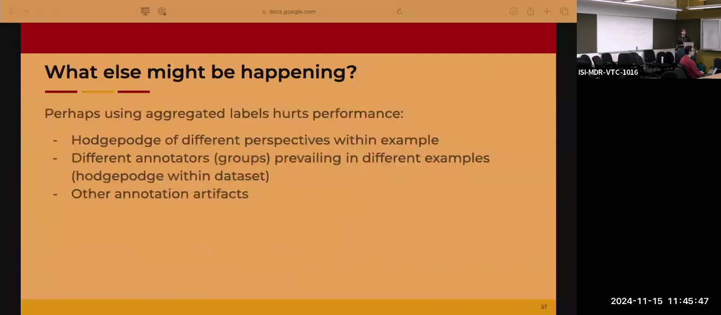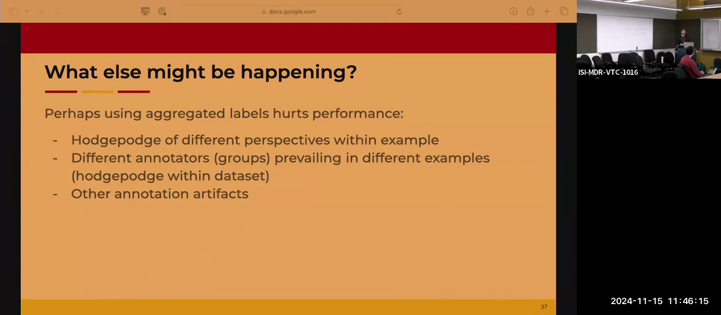And after we checked for consistency and found that it's not a confounding factor, we asked whether aggregated labels may hurt performance because, for example, they may create hotspots of different perspectives within a single example. To give you a sense, in a multi-label setting, different annotators may have different labels, but they may have one common label. So when you aggregate, you keep this one common label and get rid of all the other labels that each individual had picked.